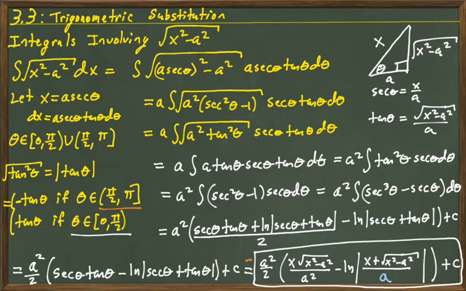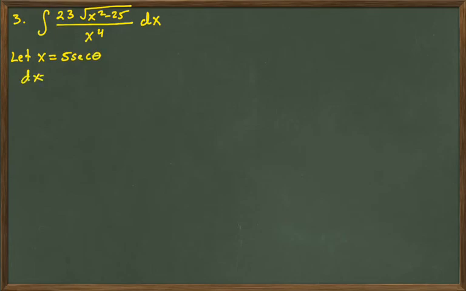All right, let's go ahead and look at an example where we're going to use the substitution x equals a secant of theta. So we're going to look at the integral of 23 times the square root of x squared minus 25, all over x to the 4th dx. That is our square root of x squared minus a squared right there, so a secant substitution. We're going to let x equal a secant of theta, which is going to be 5 secant of theta. Differential dx is going to be 5 secant of theta, tangent of theta, d theta.